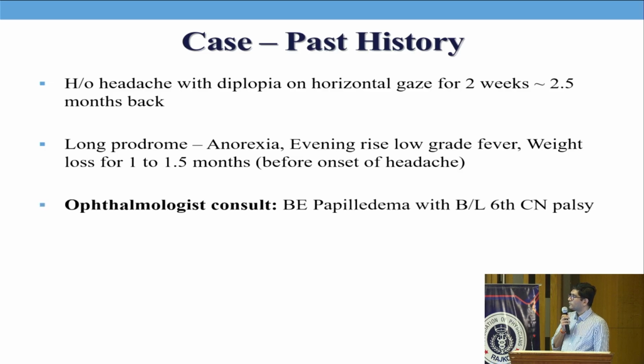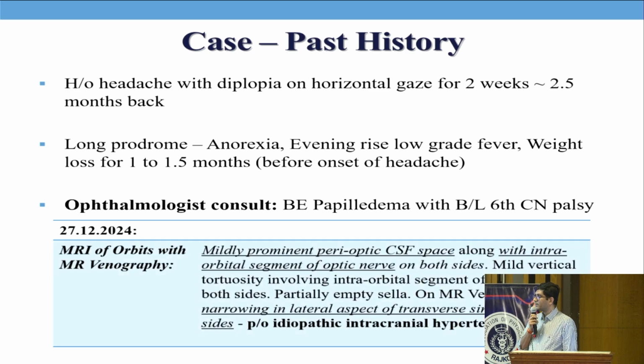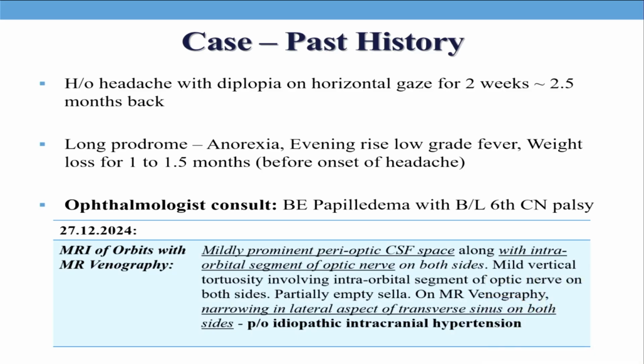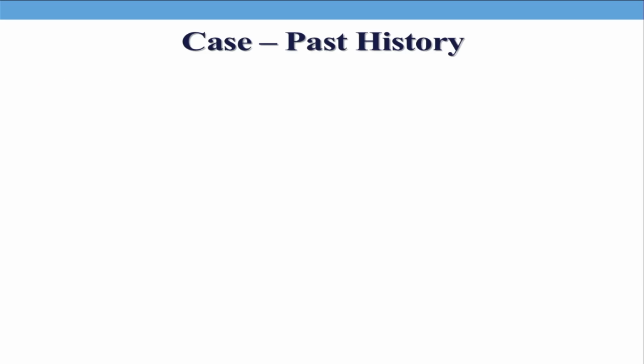When she consulted the ophthalmologist after the symptoms of headache, it was diagnosed as bilateral eye papilledema with bilateral 6th cranial nerve palsy. The ophthalmologist directly referred for imaging, and MRI with MR venography was done. It was more suggestive of idiopathic intracranial hypertension. Brain was screened but not in detail, but there were no focal brain lesions. With this idiopathic intracranial hypertension, patients are referred to a neurosurgeon. So that is the main dilemma.